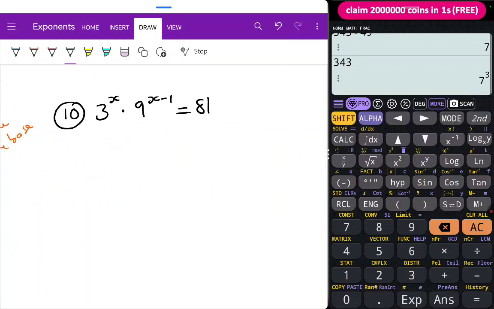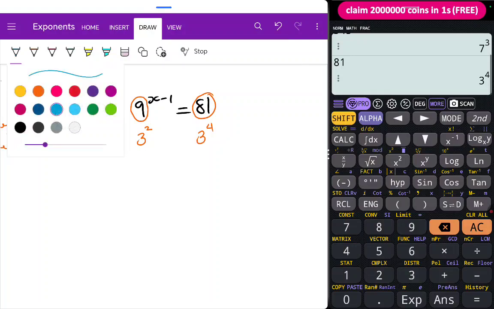Question number 10, I've got two items on the left-hand side, and both of them have x as an exponent. I have 81 on the right. 3, 9, 81, what do they have in common? They have 3 in common, right? So what I'm going to do is convert this 9 to the base of 3. That gives me 3 squared. And I'm going to convert this 81 to the base of 3. So if I factorize that, that gives me 3 to the power 4.